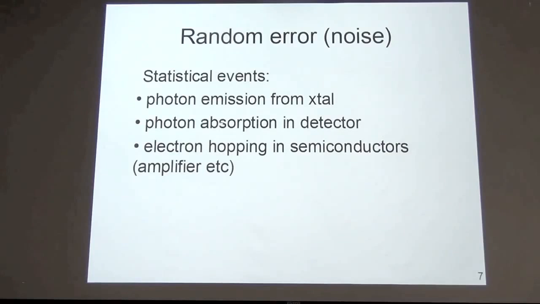Same happens in the detector, where the photon gets absorbed or is not absorbed. You cannot predict this for a given photon. You can only tell the probability. This is another source of quantum mechanical random error. And finally, in all semiconductors, it's the electrons that do the job, and these also obey quantum mechanics.